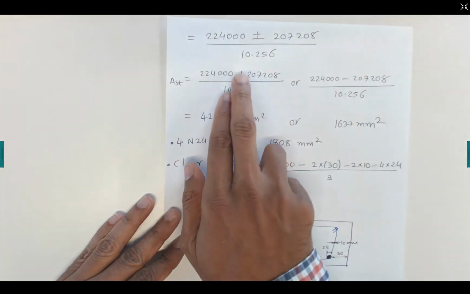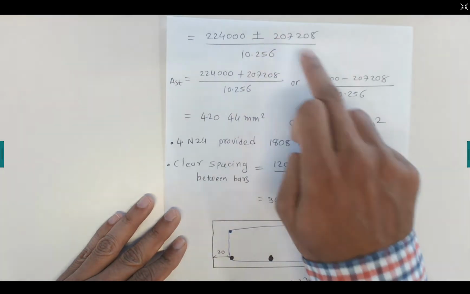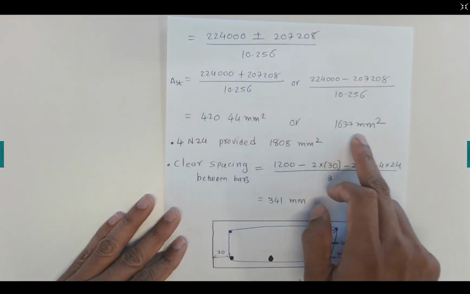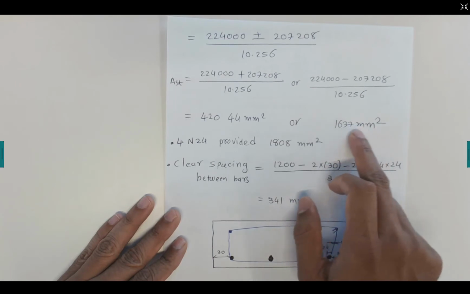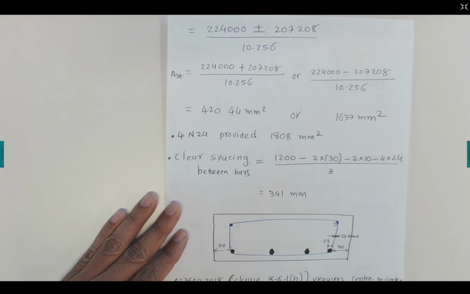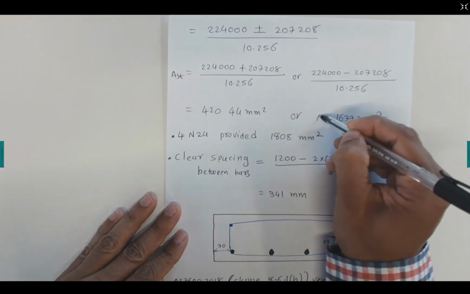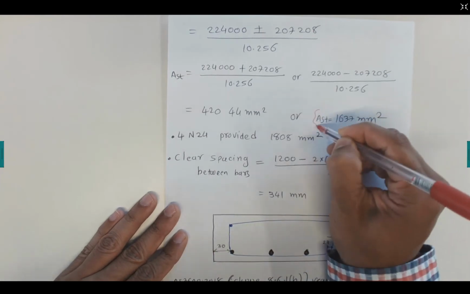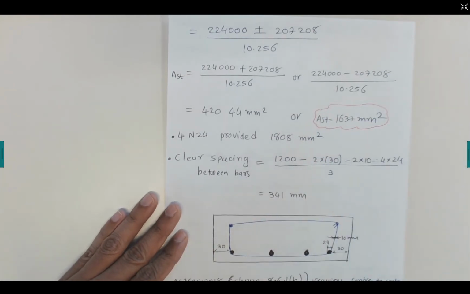Now it has two options, one with plus and another with minus. When you have plus, it gives us big numbers, and the other solution is 1637. We are focusing on this one, 1637. Now we have the Ast value 1637, and we are taking these values.